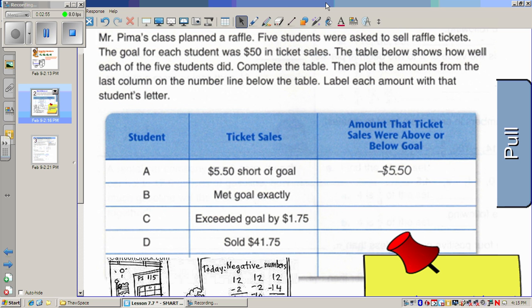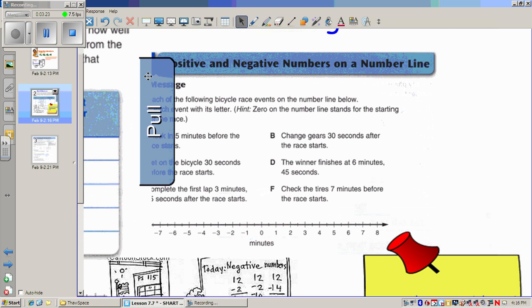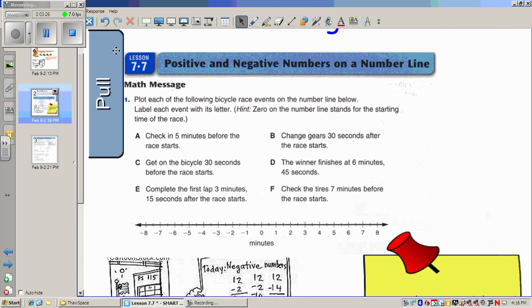And it says student A fell $5.50 short of the goal. It's the amount that ticket sales were above or below. He was minus $5.50. So instead of selling the $50, he sold less than he was supposed to. So we're going to talk about that one in class, but I just wanted to give you another example of when we use negative and positive numbers, and a lot of times it is dealing with money. So you don't have to do anything with that, but I just wanted to give you another example of when we use negative and positive numbers.